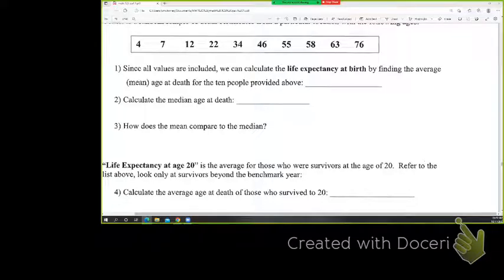So if we looked at these ages, if we're saying the life expectancy from birth, we would find the average age of death for all 10 of these people. So we just want to add these 10 numbers together and then divide by 10. I love it when it's divide by 10 because then I can just move the decimal.